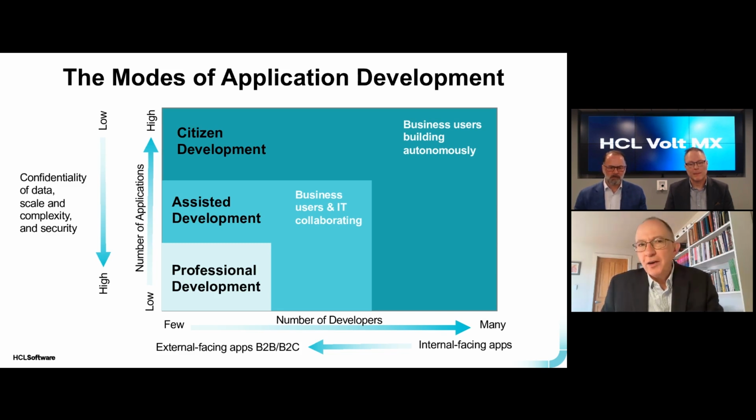Great. Well, we're looking at a slide here that's the first part of your presentation. It's about the modes of application development. You can look at the two axes here, number of developers on one axis, number of applications on the other. And the bonus of citizen development seems to be that you can have lots of developers and lots of applications and still keep it all under control.